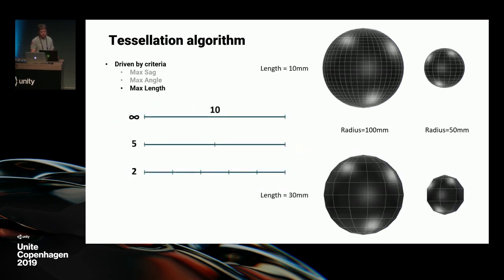And finally, the max length parameter can be used to limit the size of the edges, usually for simulation needs. And it is generally a bad idea to use it for meshes intended for visualizations, since it will add unneeded polygons without impact on visual quality. Of course, all these three criteria can be combined during the tessellation process to adjust the quality.